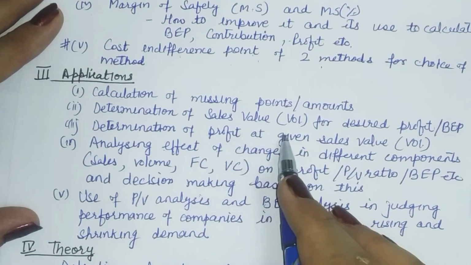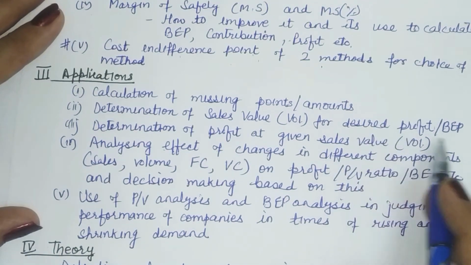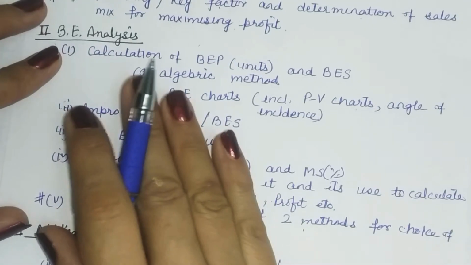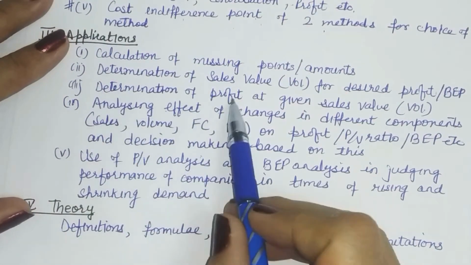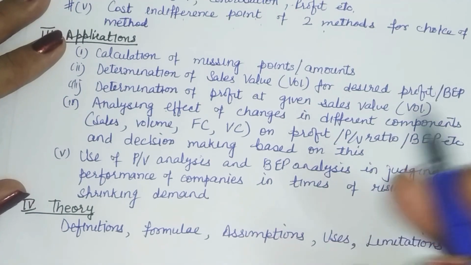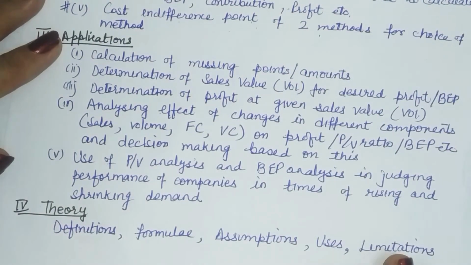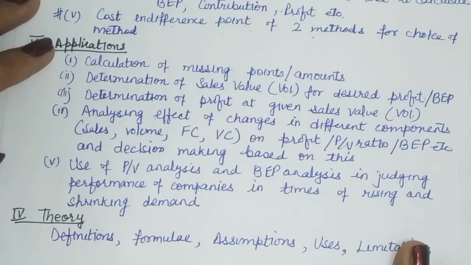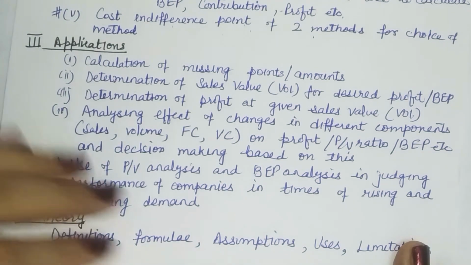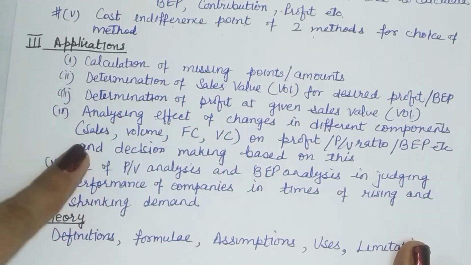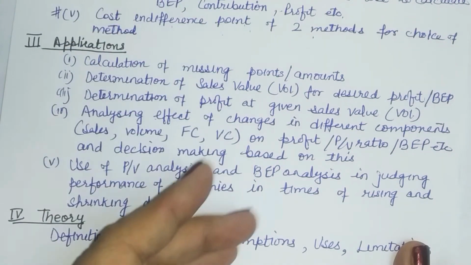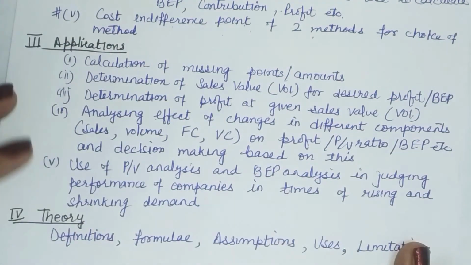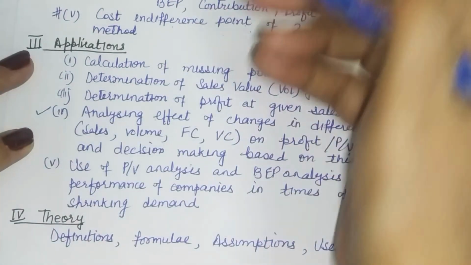Then determination of sales value for a target profit or break-even point. Even break-even point is determined using PV analysis. Then you have determination of profit at a given sales value. Like if a company is deciding that this is going to be our sales quantity, then how much profit are we going to make using this. Then analyzing the effect of changes in different components. If change takes place in any of these components, then how will it affect profit, PV ratio or break-even analysis? But these three are covered under each.